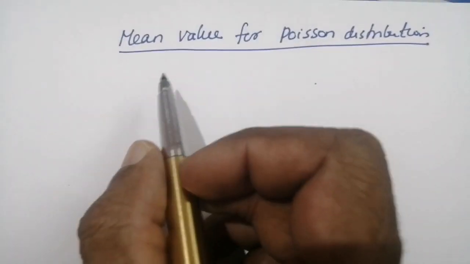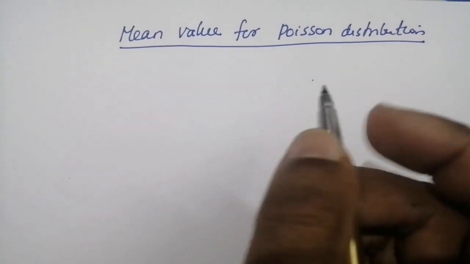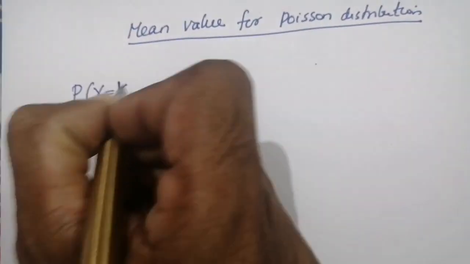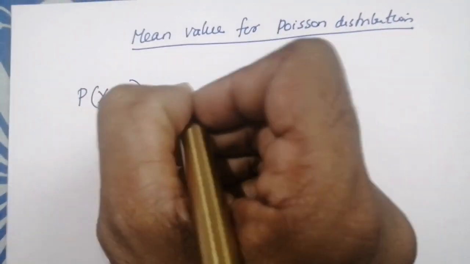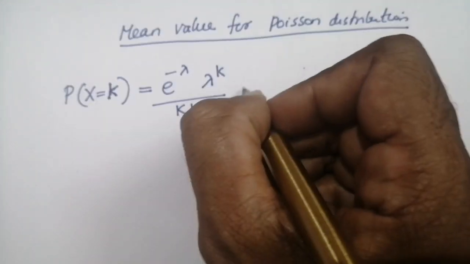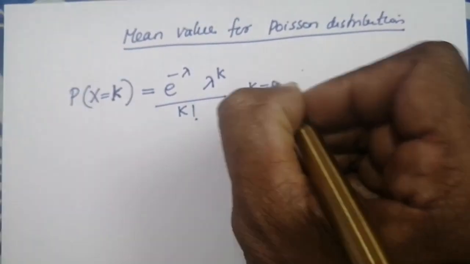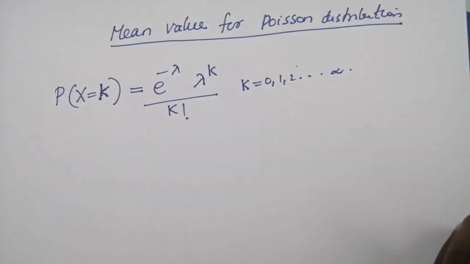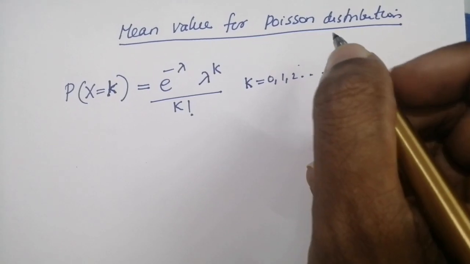Now we will find the mean value for Poisson distribution. We know that in Poisson distribution, the probability that X equal to k is given by e raised to minus lambda, lambda raised to k by k factorial, where k takes values 0, 1, 2, 3, etc. up to infinity. Now we will find the mean value for this Poisson distribution.